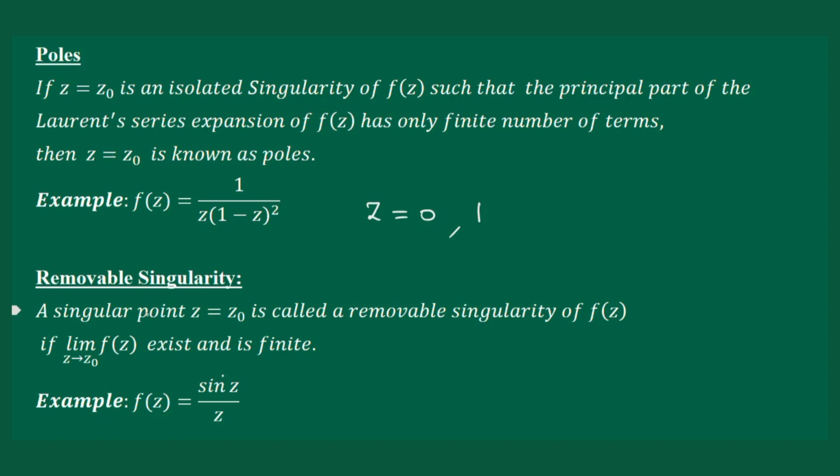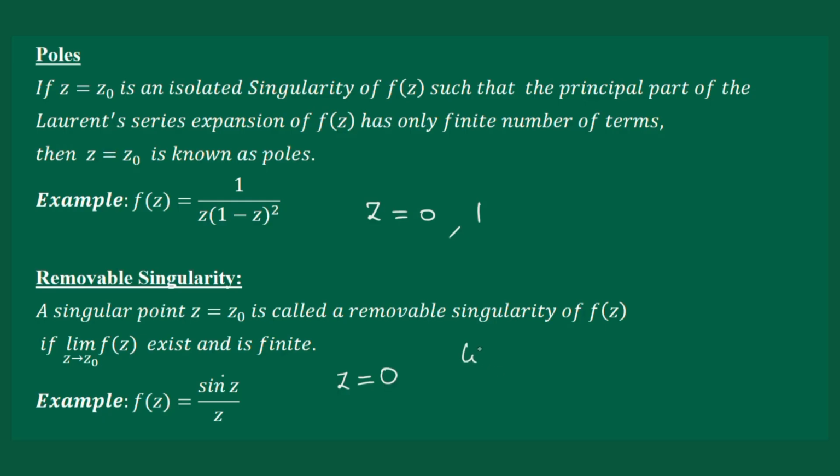So next, coming to removable singular point. A singular point is called a removable singular point if the limit of f of z exists and is finite. For example, consider f of z is equal to sin z by z. Here z equal to 0 is called a removable singular point. Why is it called a removable singular point? If you substitute z equal to 0 in the function, sin 0 is 0 divided by 0, so 0 by 0 is an indeterminate form, which means the function is not defined at that point z equal to 0.